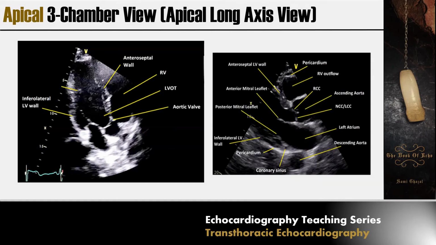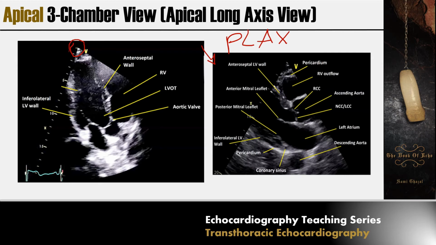Going to the apical 3-chamber view, or apical long axis. It is called apical long axis because it is similar to the parasternal long axis. Exactly, it will show the same structure, but now you are viewing from the apex, and it has a different orientation. It means it is exactly the same but a little bit rotated.